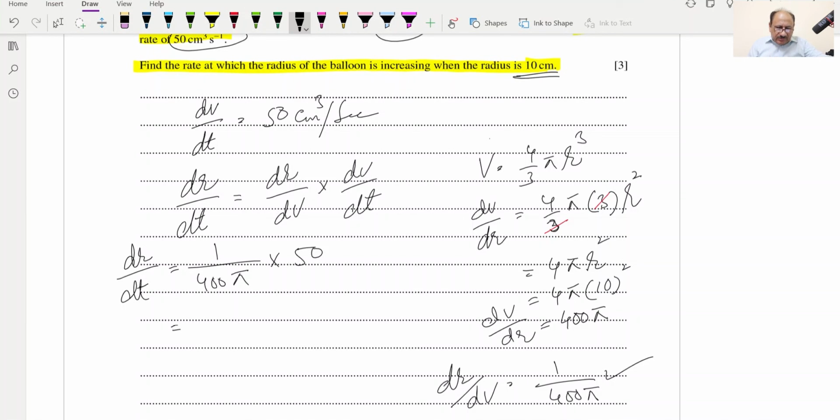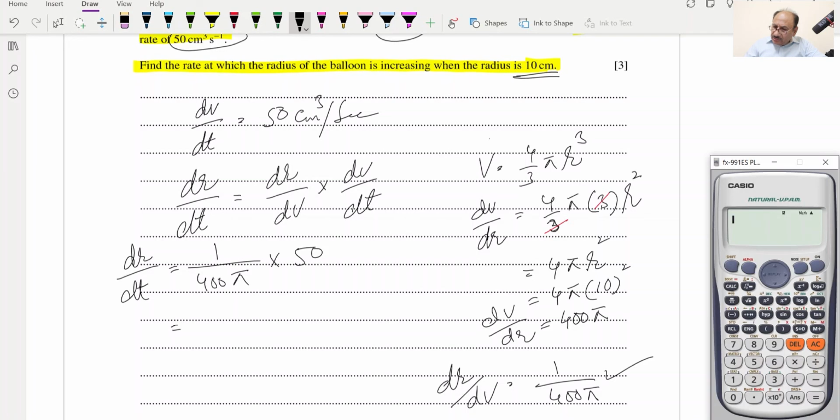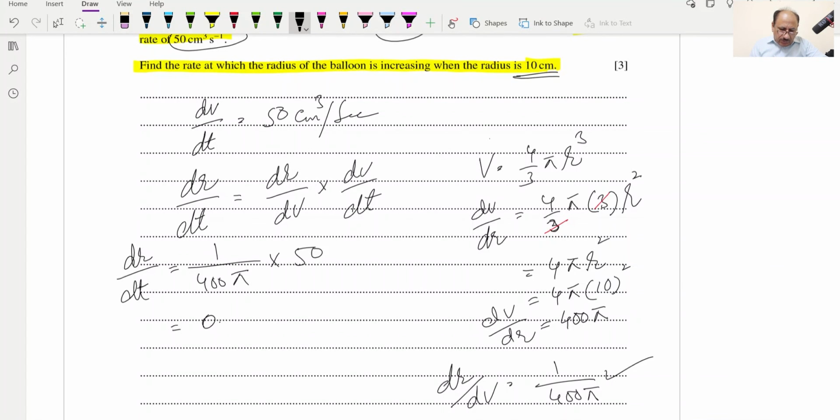And now we can simplify this. This can be cancelled. So we can write it in decimal or something like that. So 50 over 400 pi will be equal to 0.0398. This will be centimeter, because this is dr over dt, so it will be change in radius per second, so centimeter per second. This will be the answer for this part, which is 3 marks.